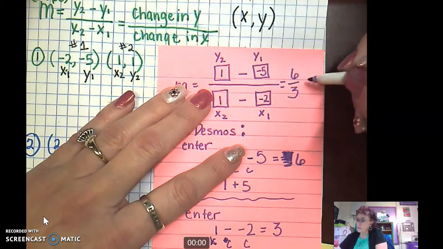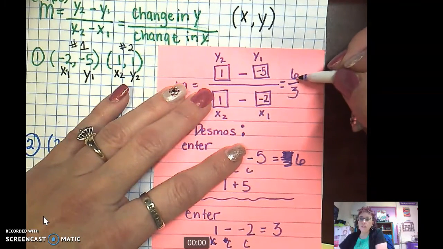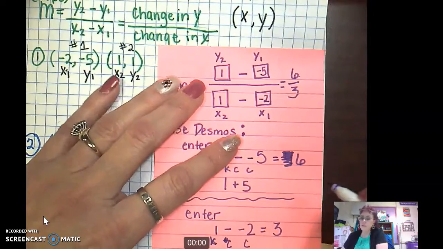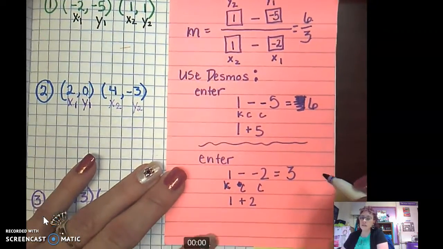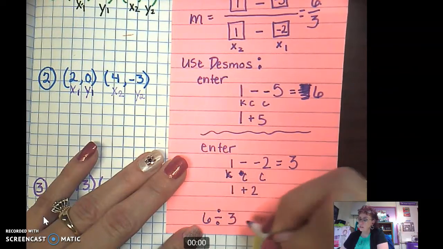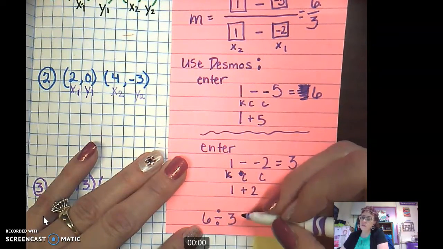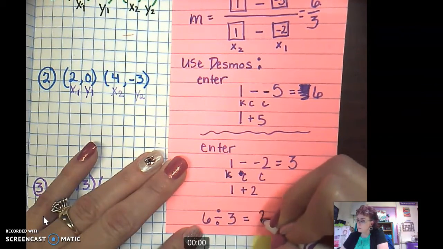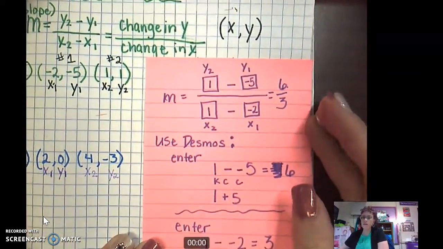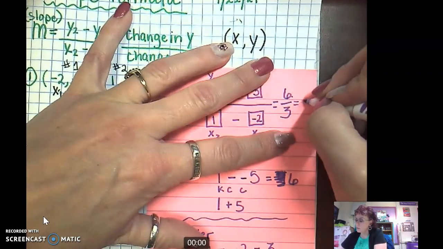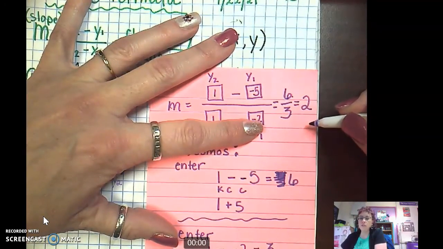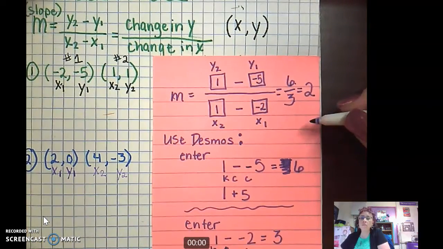Okay? So the way you simplify is super duper easy. What is 6 divided by 3? Oh, you could even use Desmos for that. 6 divided by 3. You always enter the top number first, and you will get 2. 6 divided by 3 equals 2. So really it would be 2 over 1, but when you're doing slope, you do not need a 1 on the bottom when you're writing it.